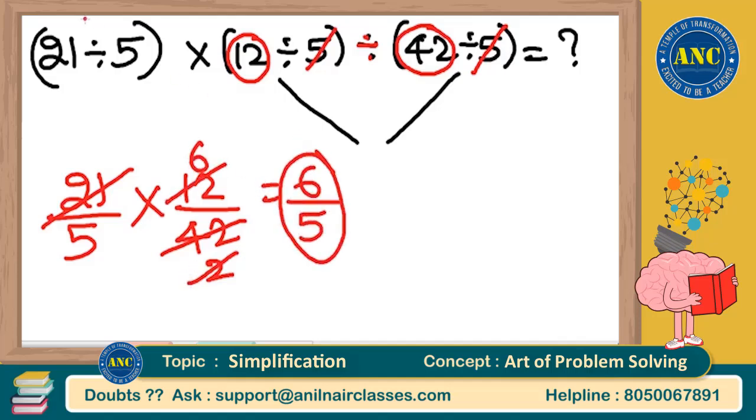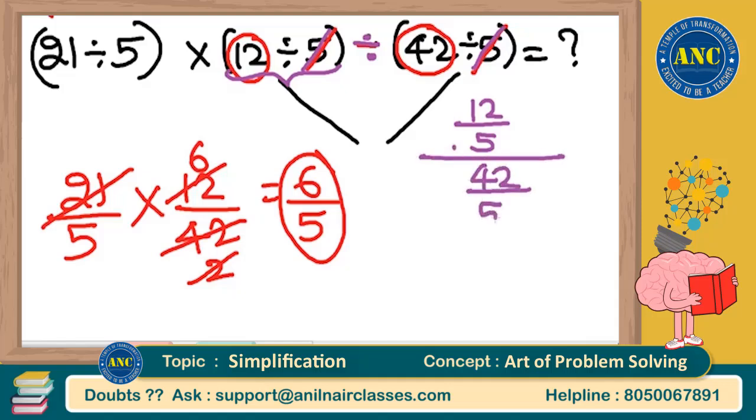Very easy question. Intention of taking this question is to tell you that cancel it then and there itself. Do not write this particular term as 12 by 5 and then divided by 42 by 5. Don't cancel it after writing and waste your extra step or time. Maybe easy question, but as I said, the way of problem solving matters a lot. The way of problem solving definitely will matter a lot, sir.